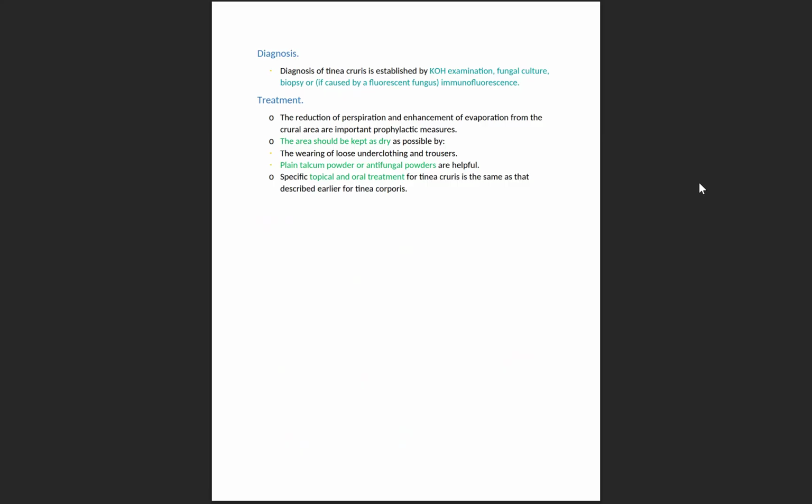Treatment: the reduction of perspiration يعني التعرق and enhancement of evaporation from the crural area are important prophylactic measures. The area should be kept as dry as possible by wearing loose underclothing and trousers. Plain talcum powder or antifungal powder is helpful. Specific topical and oral treatment for tinea cruris is the same as that described earlier for tinea corporis.